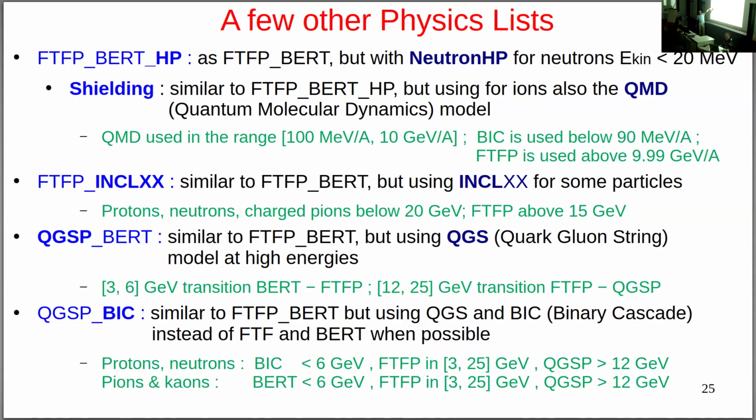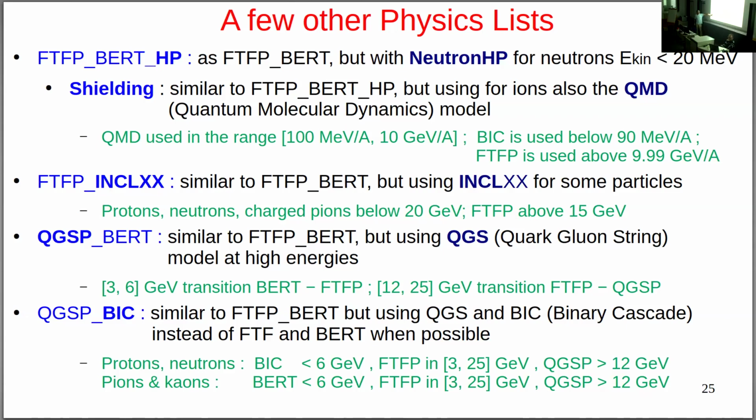Then there is FTFP INCL XX, so it's similar to FTF Bertini, but instead of using the Bertini model, we are using a different intranuclear cascade, which is called INCL, for some particles, in particular pions, protons and neutrons. Then there is QGSP-BERT, which is similar to FTF-BERT, but we are using a different string model at high energy. There is this transition between 12 and 25, the one that I showed you before with a drawing.